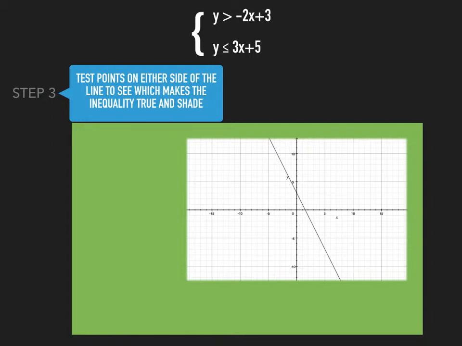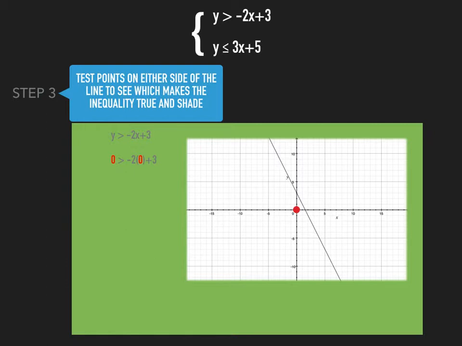So I'm going to choose the easiest point. And to me, the easiest point is 0, 0. So I'm going to take my equation that I have graphed, y is greater than -2x plus 3, and I'm going to plug in 0 for y and 0 for x. Once again, that's because I chose the point 0, 0. So I get 0 is greater than -2 times 0 plus 3.